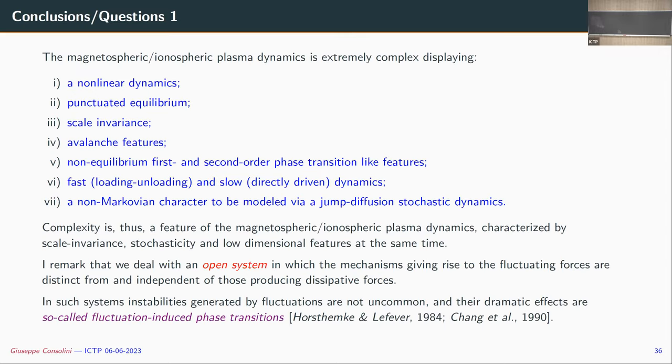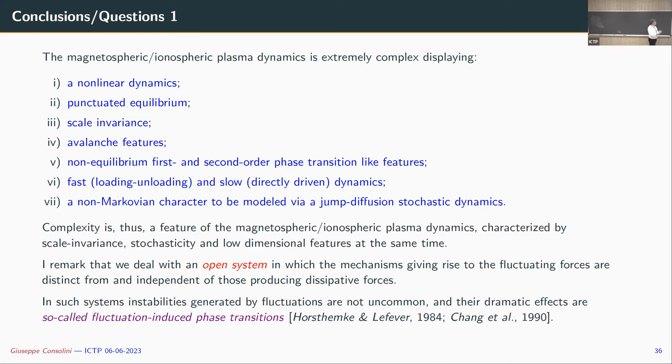So essentially, in this very brief review, I have shown you that there are many features of the magnetospheric ionospheric plasma dynamics, which are nonlinear dynamics, punctuated equilibrium, scale invariance, avalanche features, non-equilibrium first and second order phase transitions, fast and slow dynamics, Markovian character, that can be modeled via a jump diffusion stochastic dynamics.